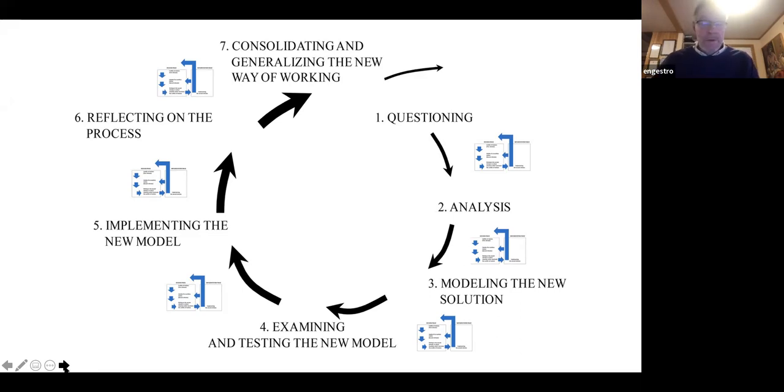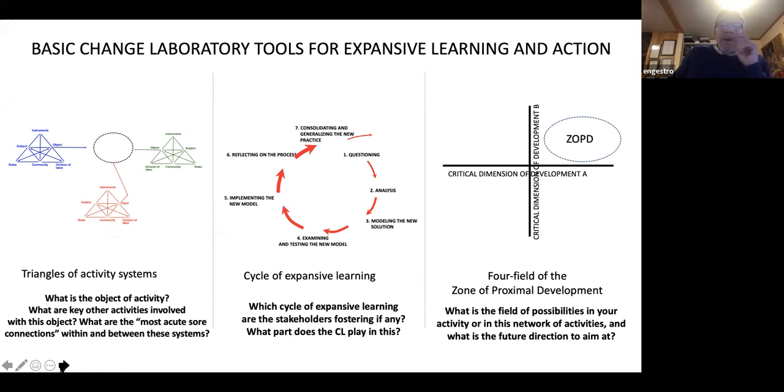Now, to move on, we might say that in a change laboratory, there are a number of key instruments, conceptual tools. And I have now touched upon especially three, only very briefly, and I cannot go into this instrumentality of the change laboratory much further, but just point out that, first of all, the well-known triangular models of activity systems are typically used as important artifacts, important conceptual tools in the change laboratory.